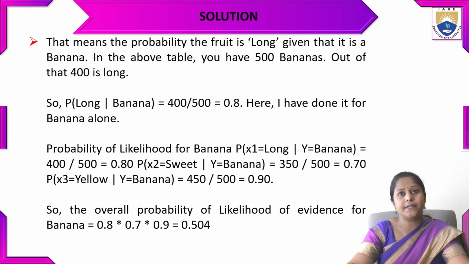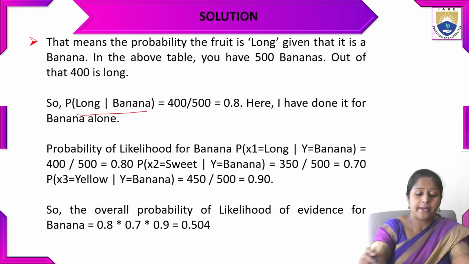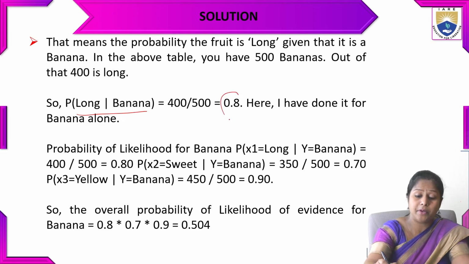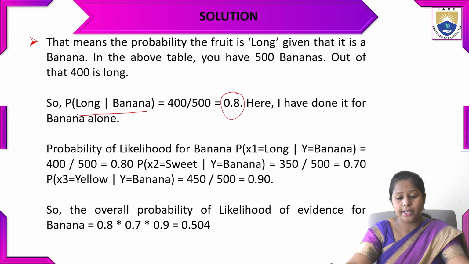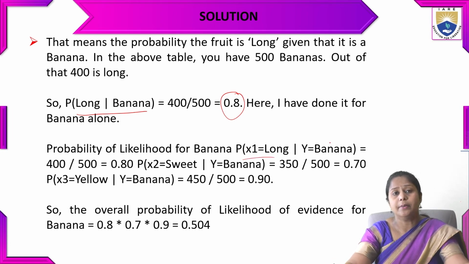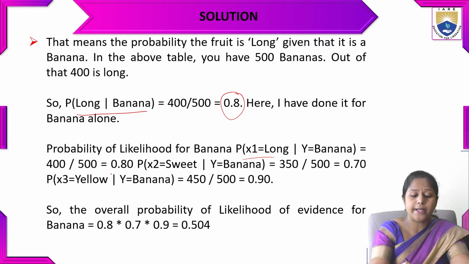In the above table we have seen that 500 bananas were there, right, in the aggregation table. Out of that, 400 are long fruit. So P(long|banana) is equal to 400 divided by 500. That came out as 0.8. So here we have done it for the banana alone. Now the likelihood for banana, P(x1 = long | y = banana) is equal to 400 divided by 500, which is 0.80.